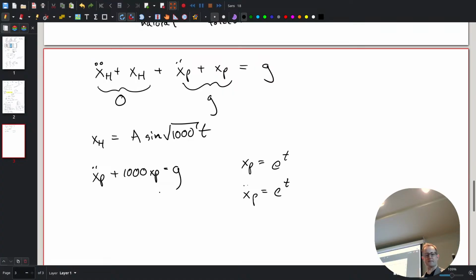You still need to satisfy the original equation. You can't just drop the constants. So I would end up with 1001 e to the t equals g, and e to the t is never constant unless t is infinity, but we wanted to solve it for all time, not infinite time. So it's not that.